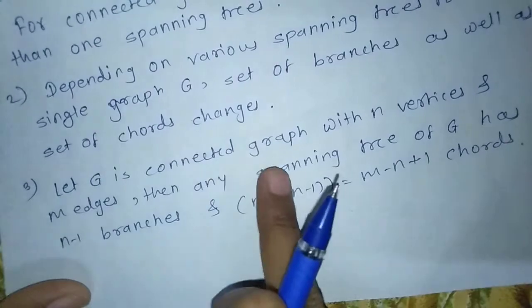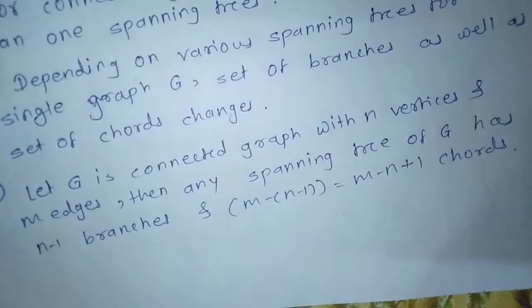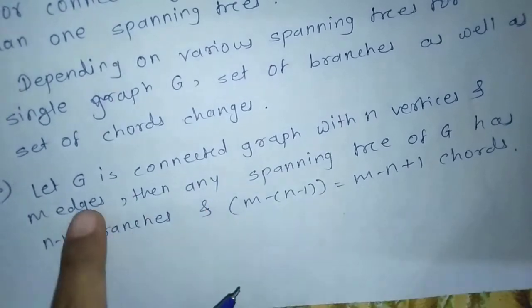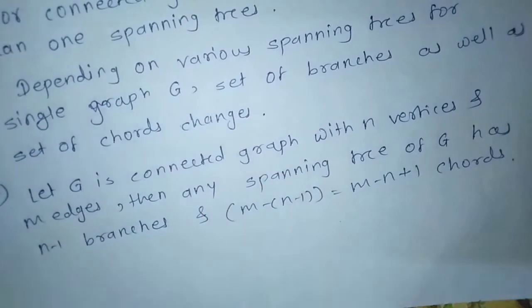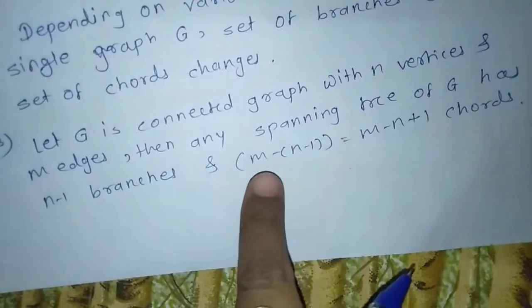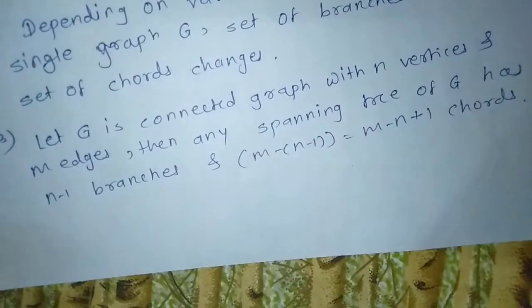Next remark. Let G be a connected graph with n vertices and m edges. Then any spanning tree of G has n minus 1 branches, because in a tree there are n minus 1 edges. That's why the branches number n minus 1, and the remaining edges which are not in the spanning tree are the chords. So of m edges, n minus 1 are branches, and the remaining m minus (n minus 1), which is m minus n plus 1, are the chords.